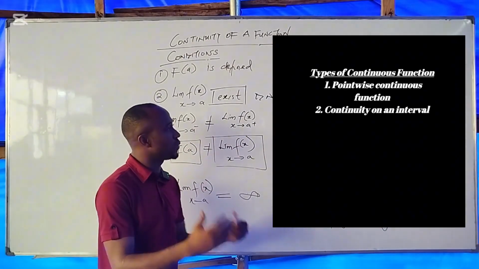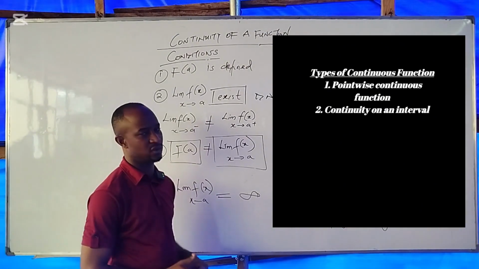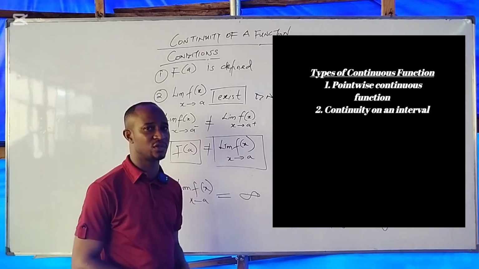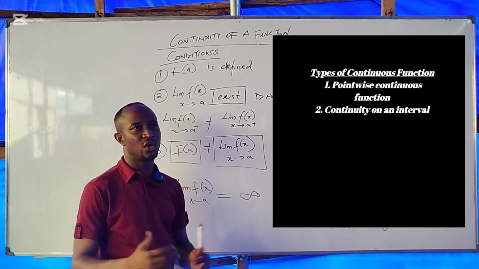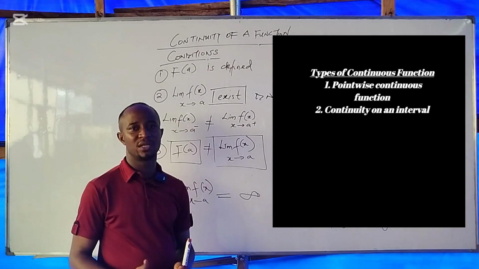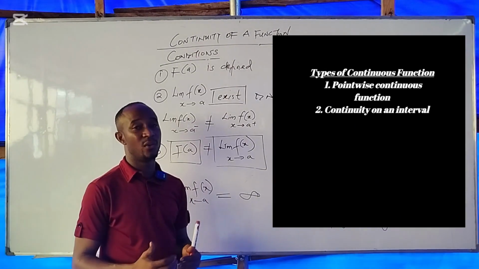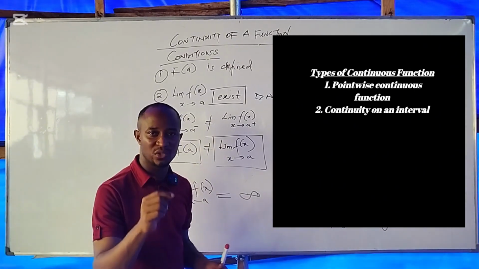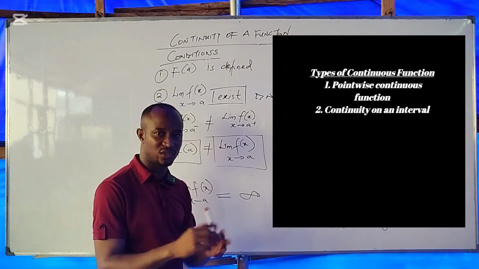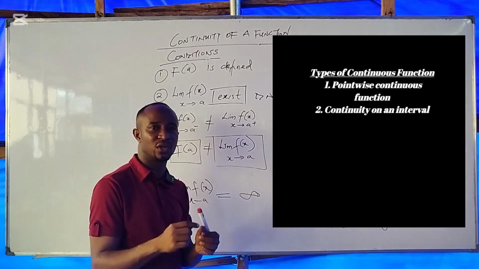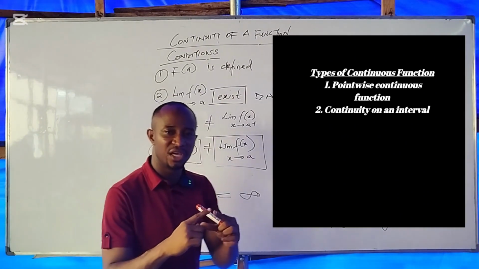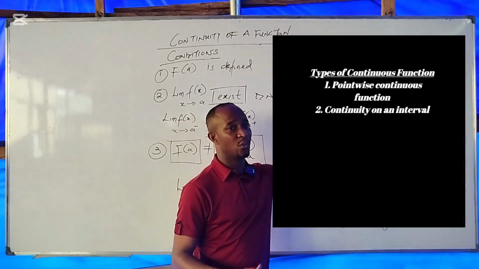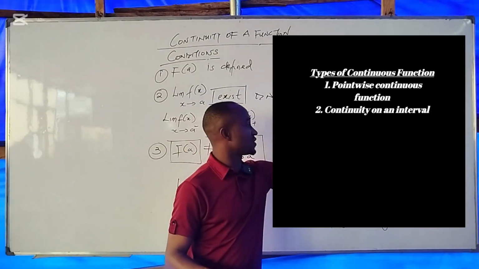We have what is called the pointwise continuous function, or pointwise continuity of a function. Pointwise is just when a function is continuous at a certain point, x equals a. It's called pointwise continuous. But when a function is continuous over a range of values, it's called continuity on an interval. We have two types. We have the pointwise continuity of a function.